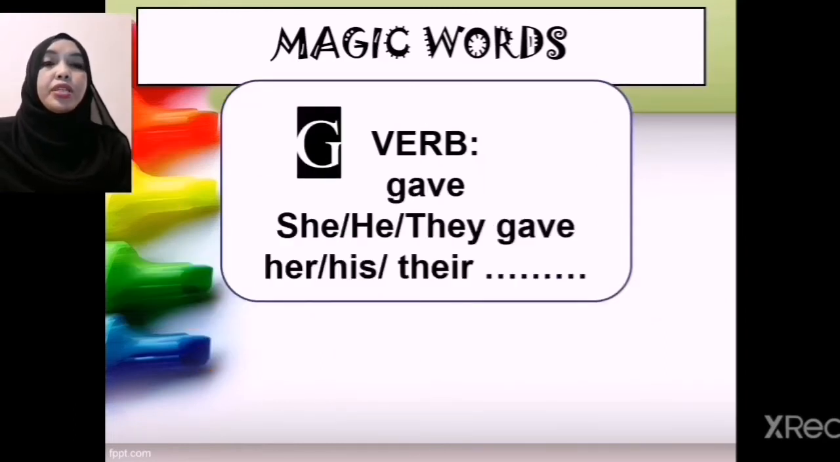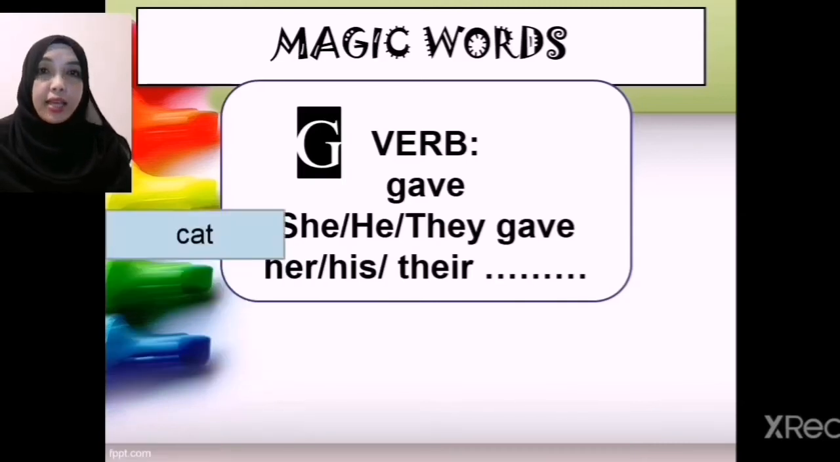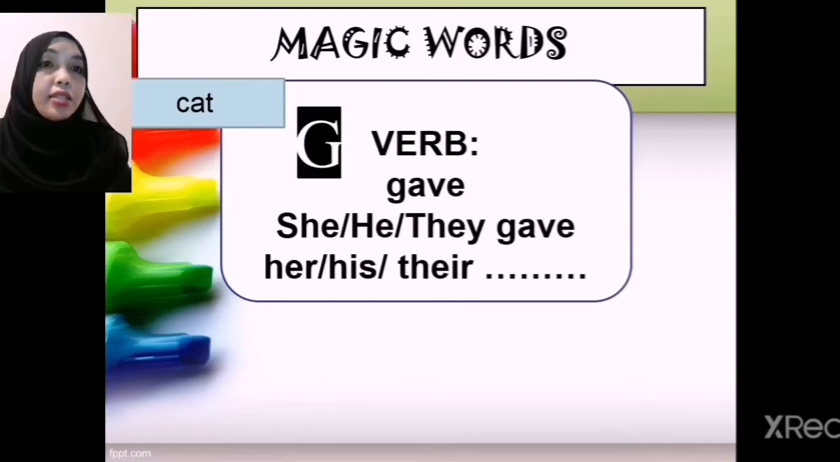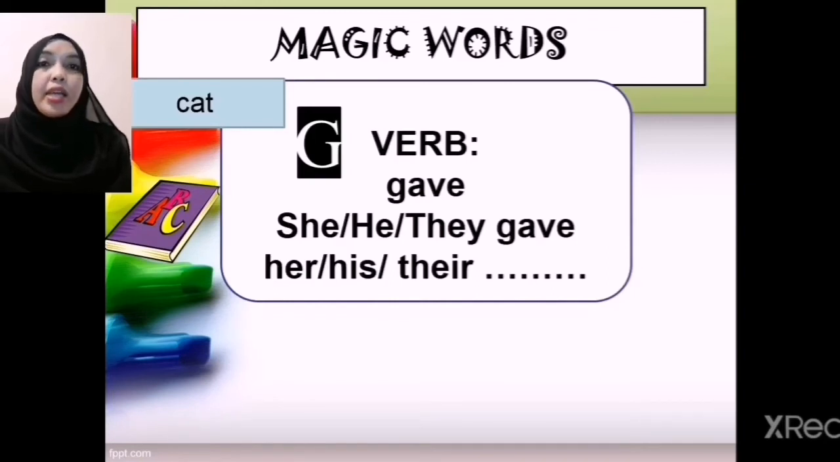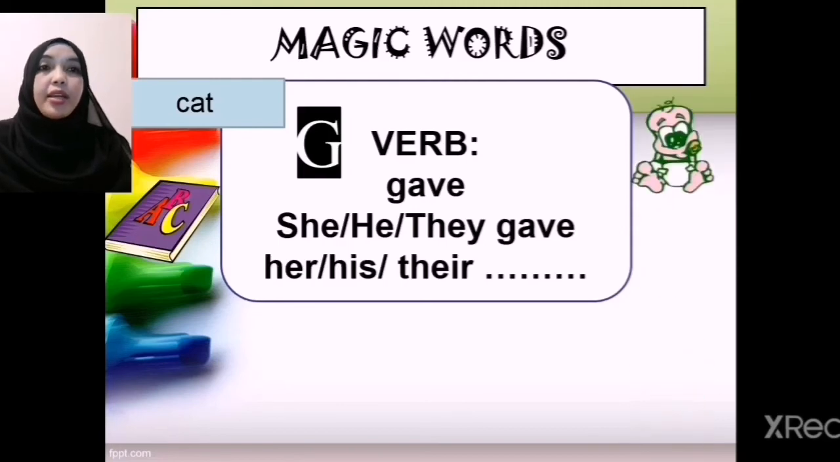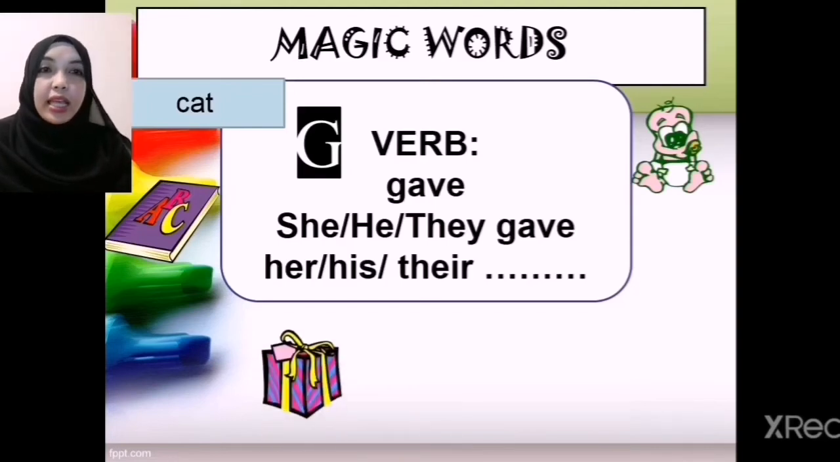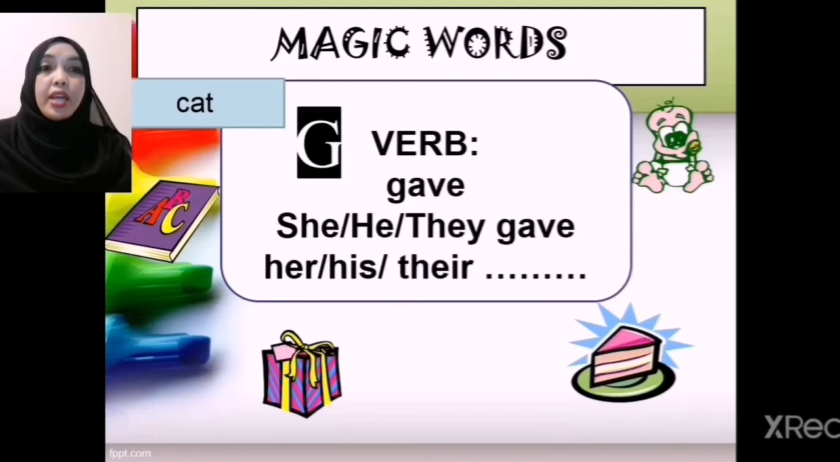So for the verb G, gave: she, he, they gave her, his, their. Choose only one. She is for her. He is for his. And they is for their. She gave her cat. Next, he gave his book. Yes, you are correct. She gave her baby. It's not his baby. They gave their presents. She gave, yes, her cake.